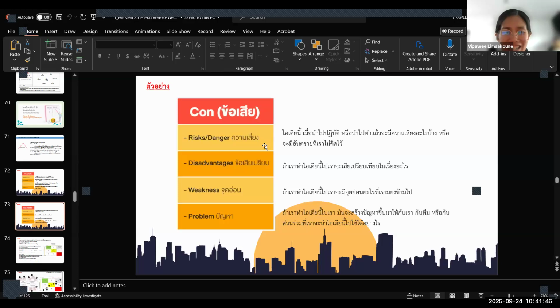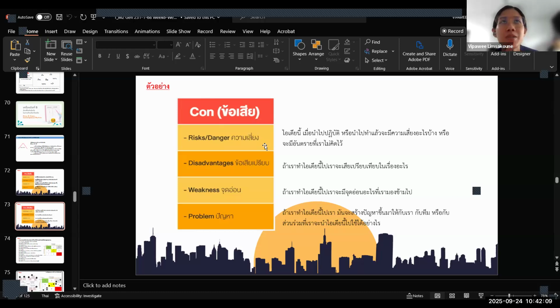Next is a disadvantage. Okay, disadvantage. What if we create this product or we have this service? Is there any disadvantage compared to, could be other brand like benchmark, similarly?